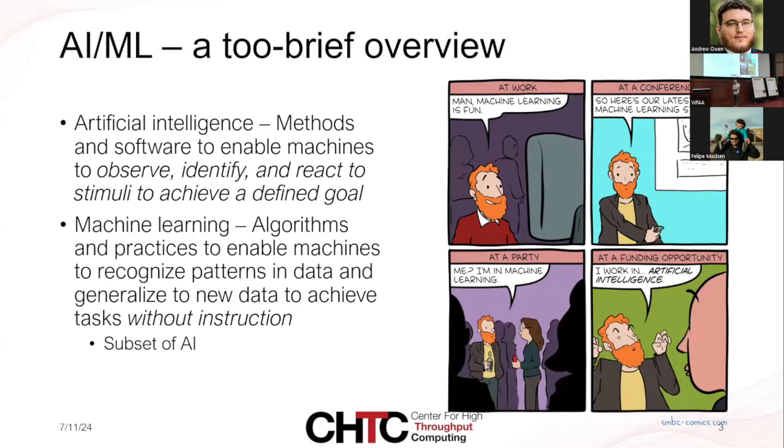So you may notice that I'm talking a lot about machine learning. Tony talked a lot about AI, and I think there may be some amount of truth from this comic here, but broadly speaking, artificial intelligence is the umbrella term. It's methods and software that enable machines to see and react to different stimuli in an environment, enabling them to achieve a defined goal. Machine learning is a subset of that. It is specifically algorithms and practices to enable machines to look at data, learn from data, and generalize the pattern recognition that it has learned from the data in order to achieve tasks without additional instruction.